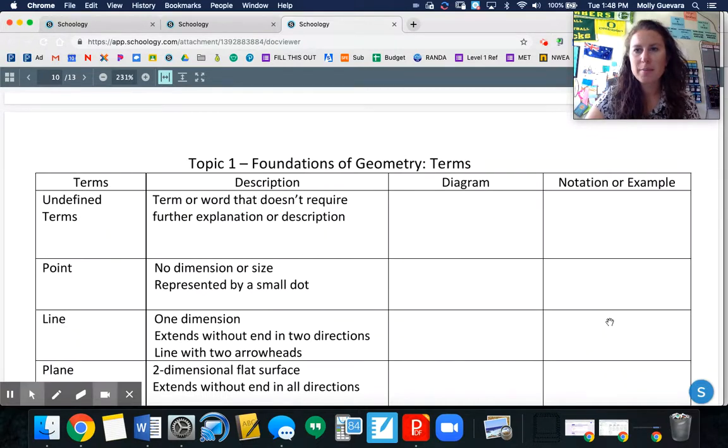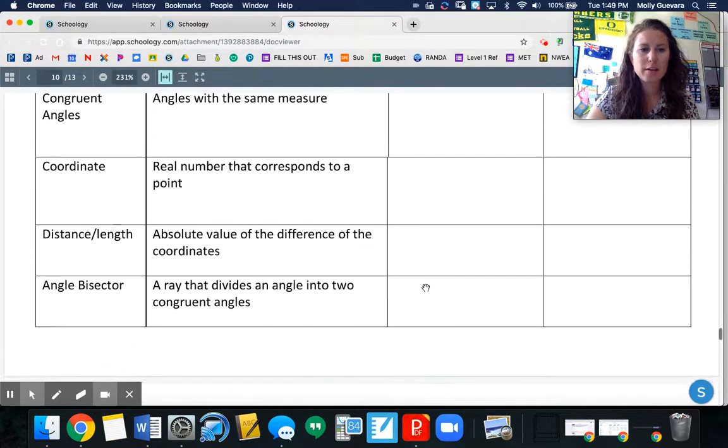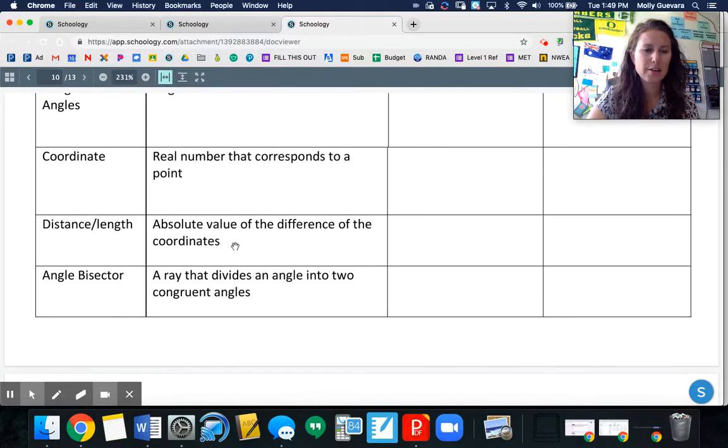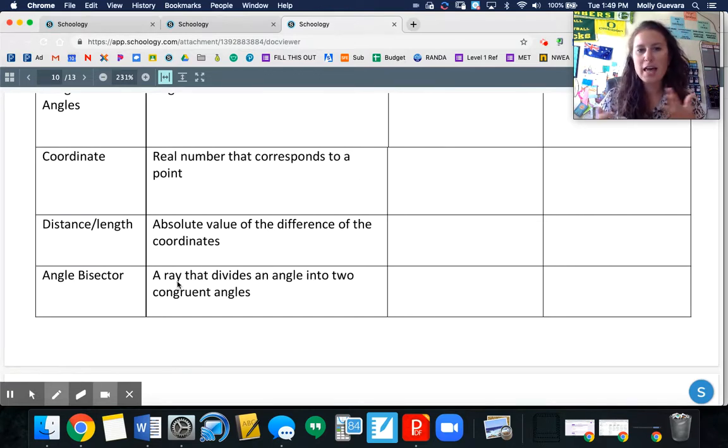So here we are at the end of your packet. You should have this page that says terms, topic 1, right? Terms. And we're going to scroll down until we see distance length. So here's that right here. And we're just going to define this really quickly. So the distance or length is the absolute value of the difference of coordinates.